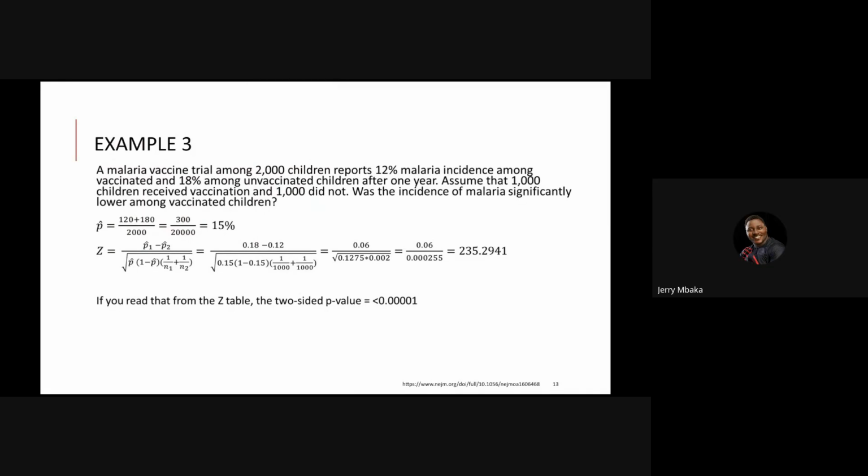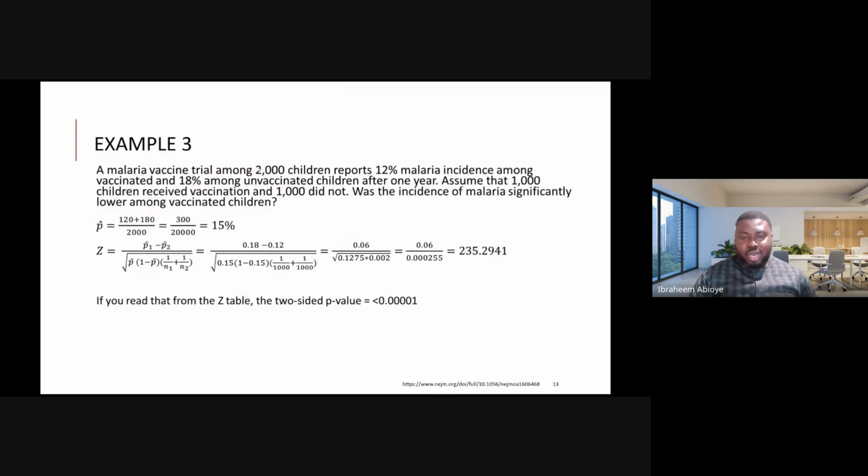Okay, you get it now. So that's 1,000 plus 1,000, how you got 2,000, which is the denominator for the P. So that's how we get 15% for the proportion, which is literally just 12% and 18%, the average of both, because the Ns are the same. Any questions?